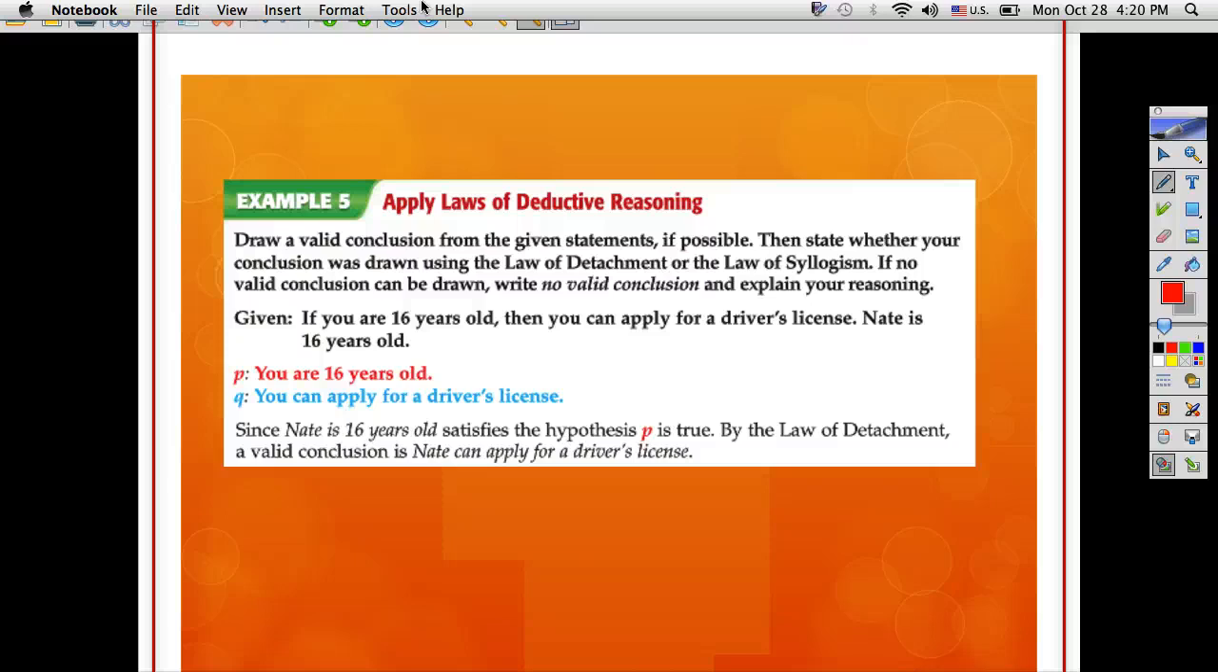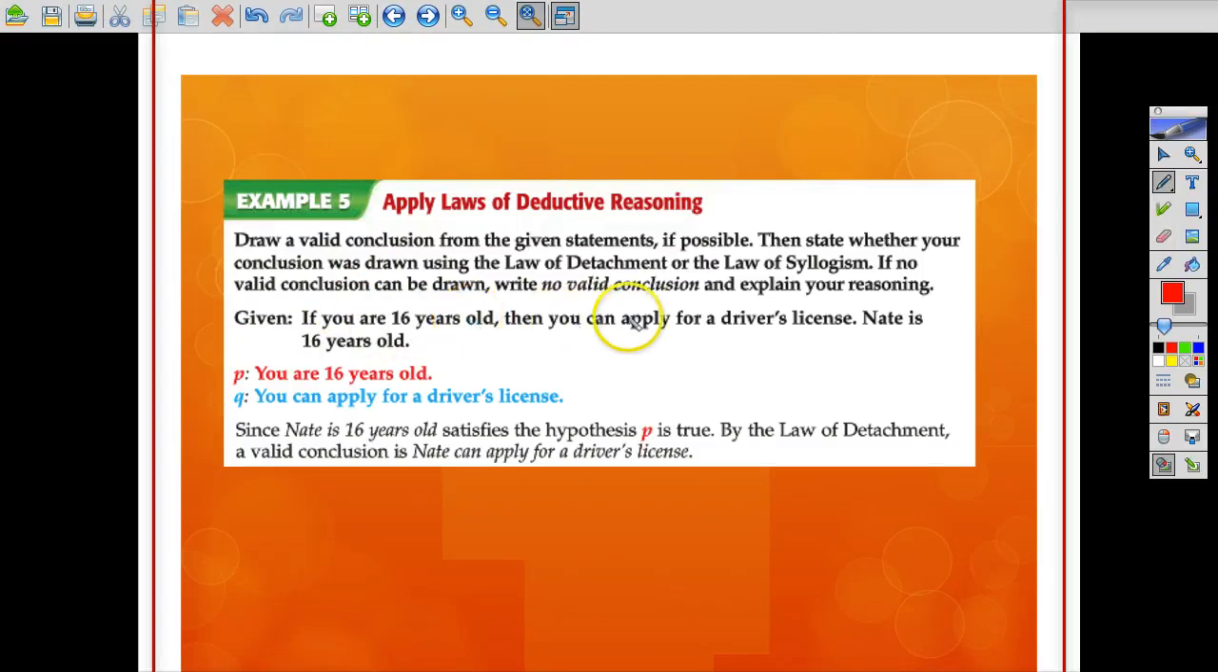All right. Given: if you're 16 years old, then you can apply for a driver's license. Nate is 16 years old. Since Nate is 16 years old, he satisfies that hypothesis P is true, so in the law of detachment, a valid conclusion is Nate can apply for a driver's license.